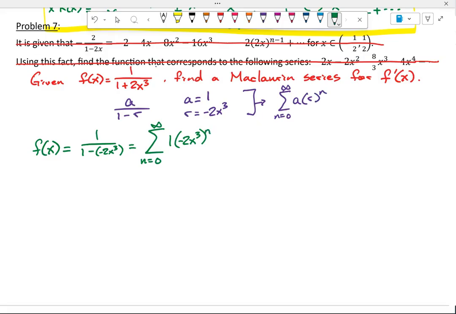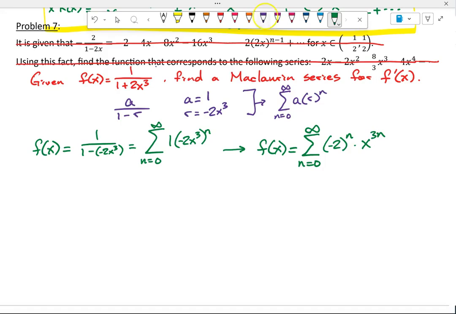So we can actually distribute in our n if we would like, and we could rewrite our f of x as the sum, n equals 0 to infinity, of negative 2 to the n times x to the 3n. Okay? So that is our power series for f of x, our Maclaurin series, right?